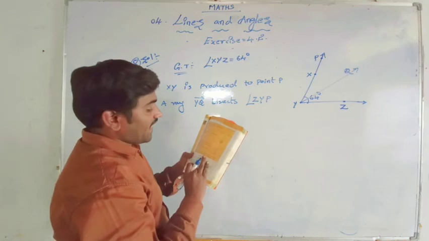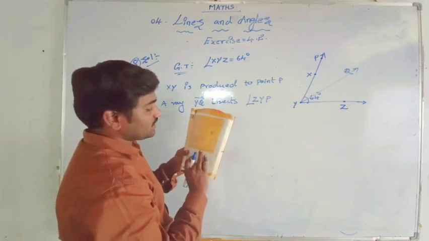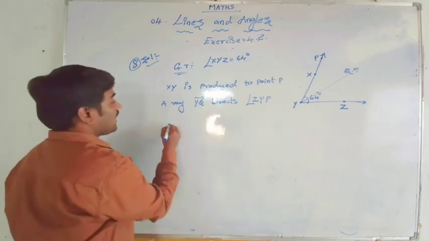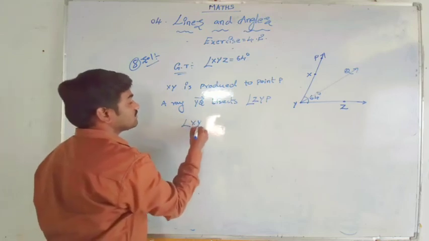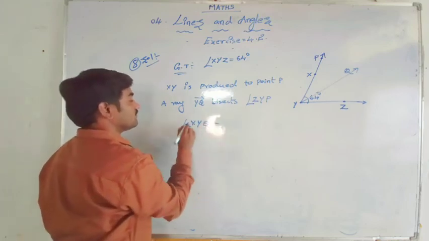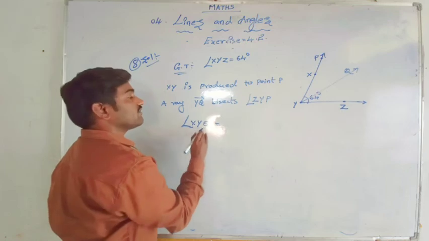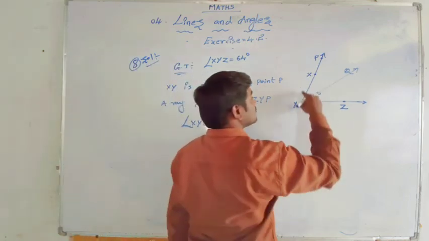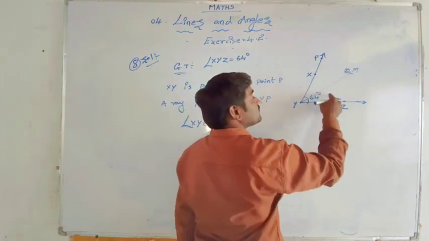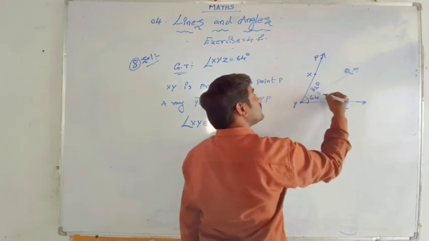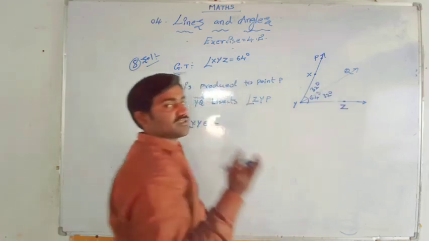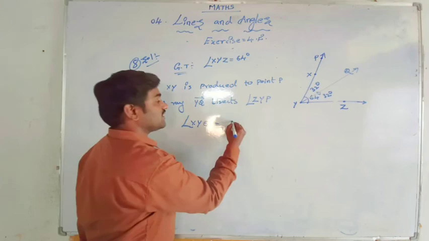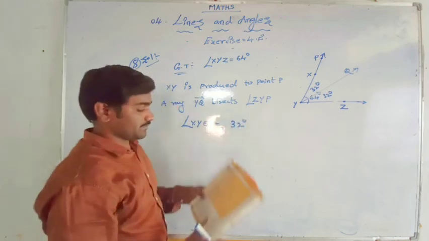Okay, find the angle XYQ. We need to find the angle XYQ. Where is XYQ? It's the bisector angle now, so it will be divided into 32 degrees and 32 degrees. Bisecting means dividing into two equal parts. That will be 32 degrees.